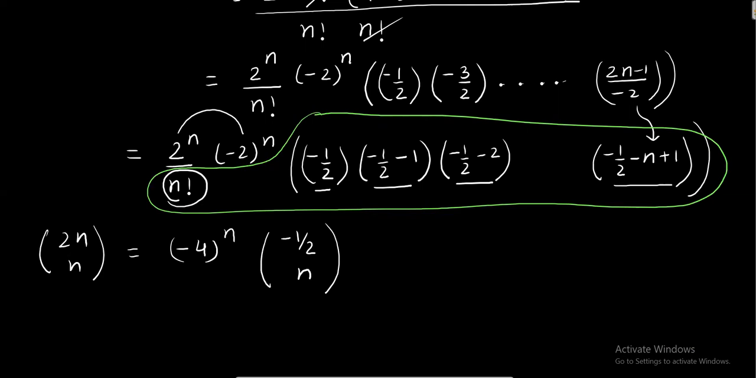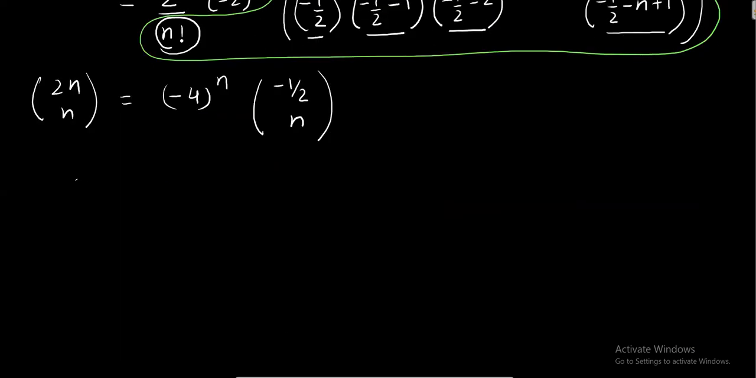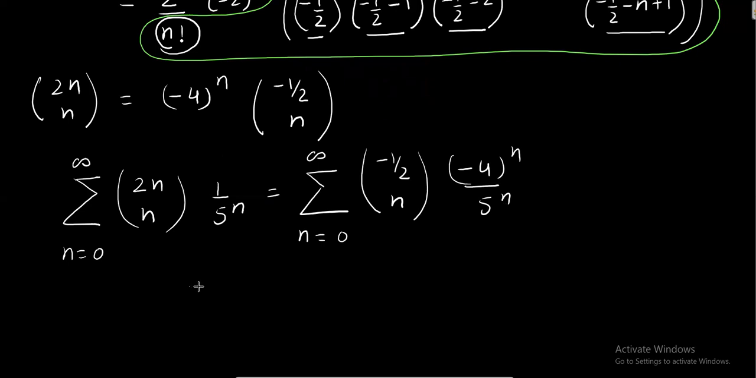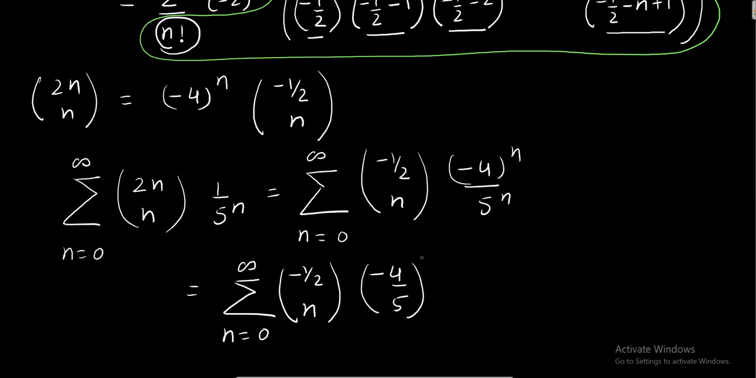Now I'm going to put this value back in the question. What was the question? I'm going to write it. The question was like this, where n was moving from 0 till infinity, 1 upon 5 power n, which can now be written as sigma n from 0 to infinity, minus 1 by 2, n, and then I have minus 4 power n divided by 5 power n. Or you can also write it as sigma n from 0 to infinity, minus half, n, minus 4 by 5 whole power n.